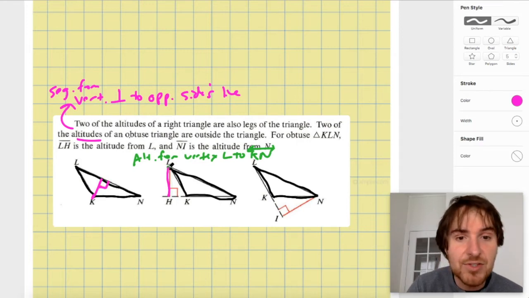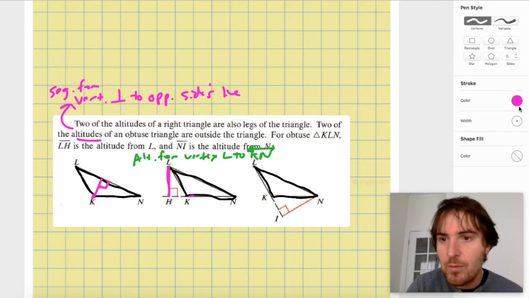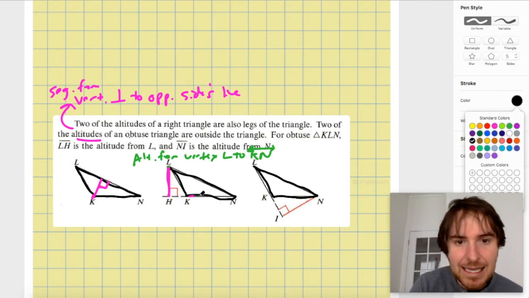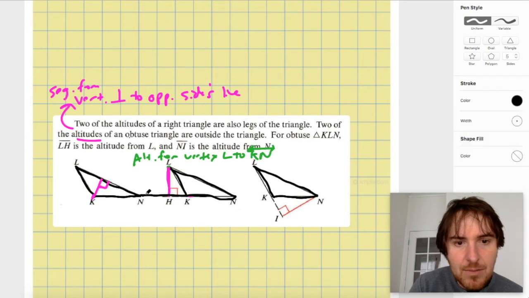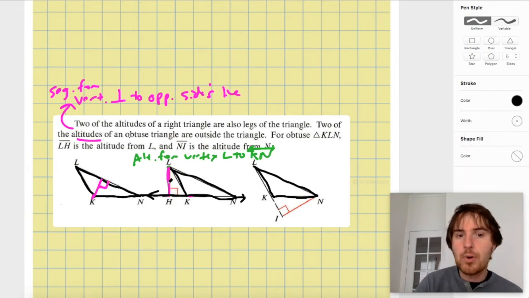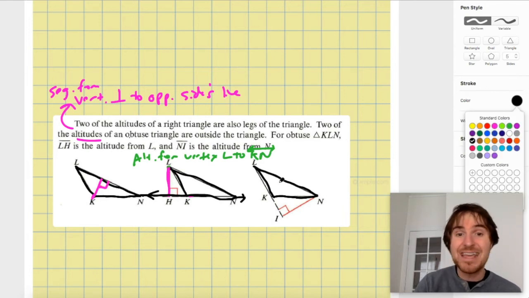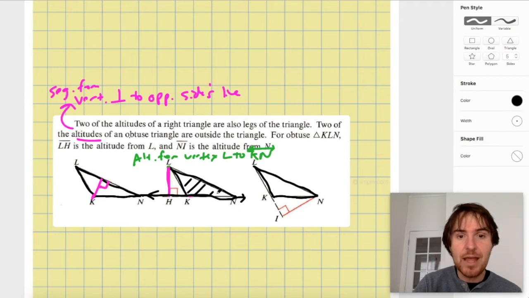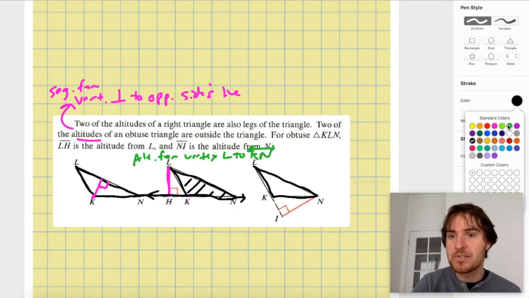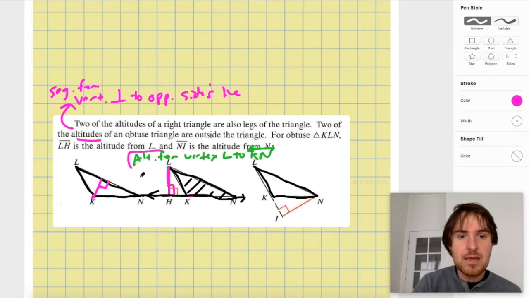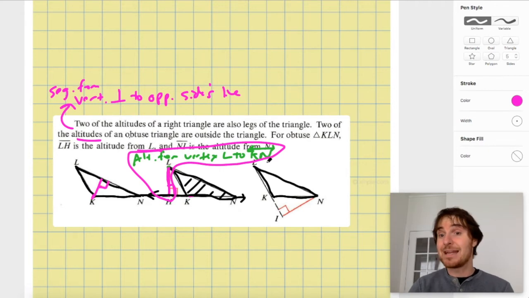So we have an altitude here that's outside of the triangle because we needed to extend this line, right? Because this is line KN, and there's only one perpendicular we could draw to line KN through point L, right? And it happens to be outside the actual triangle itself. So this here is the altitude from vertex L to line KN.